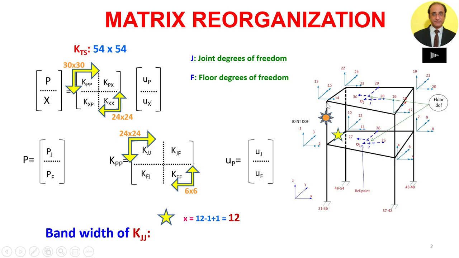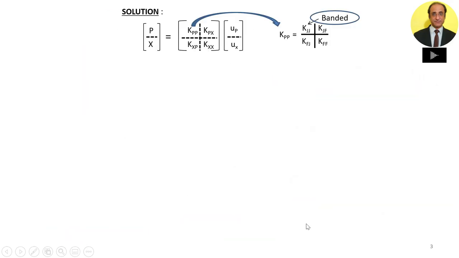Similarly, for the vertical column member marked with sun, the value of x is 15 minus 1 plus 1. So 15 is considered because we are now considering the joint degrees of freedom. So 30 will not come into the picture. So based on these, the higher of the two is 15. So the bandwidth of KJJ is 15. So what we find is that the talk of bandwidth does make sense in the case of KJJ, though it was not making any sense for KPP.